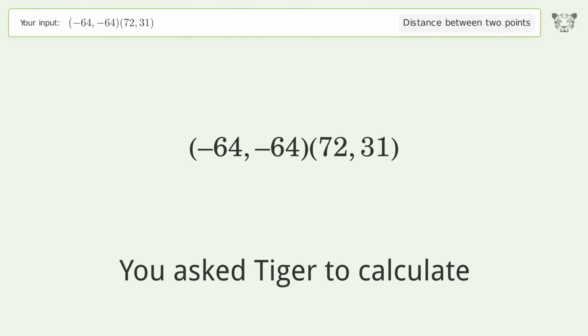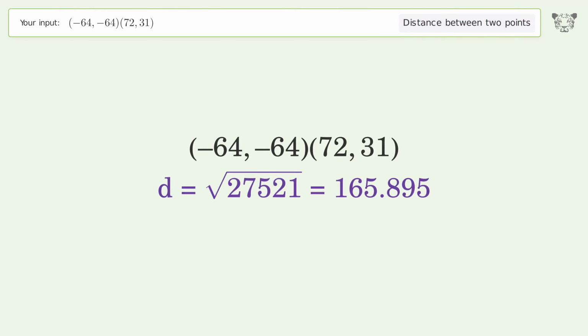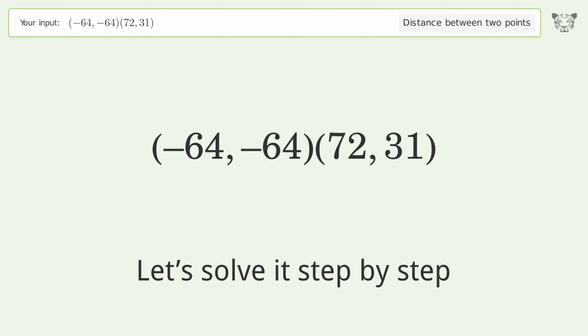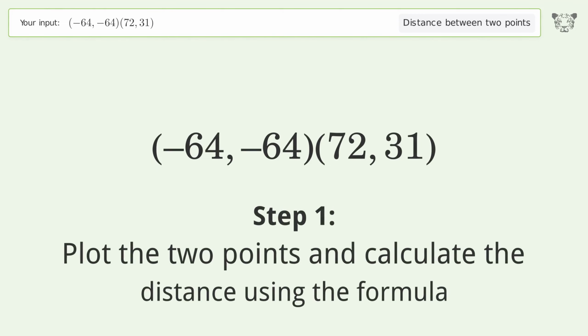You ask Tiger to calculate. This deals with the distance between 2 points. The distance between the 2 points is the square root of 27,521, or 165.895. Let's solve it step by step. Plot the 2 points and calculate the distance using the formula.